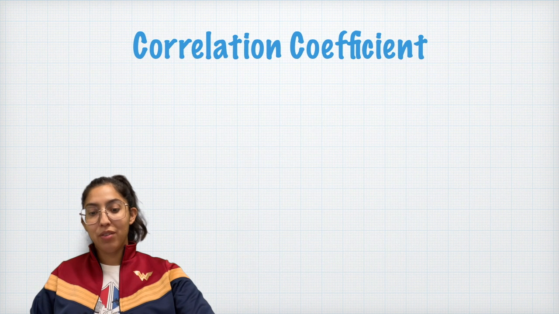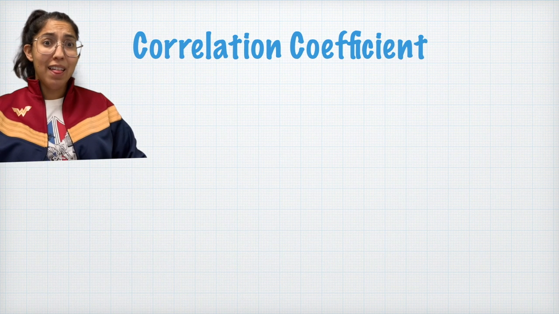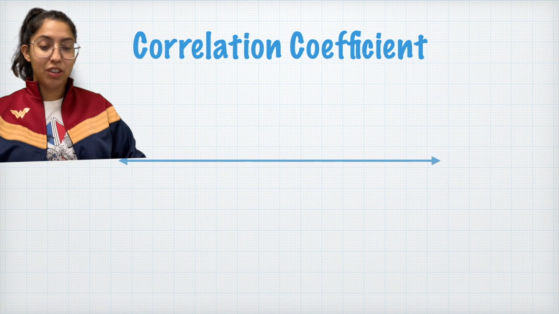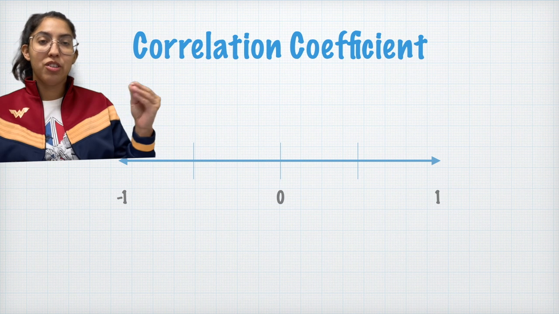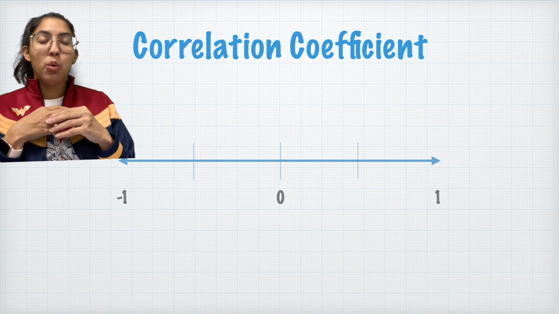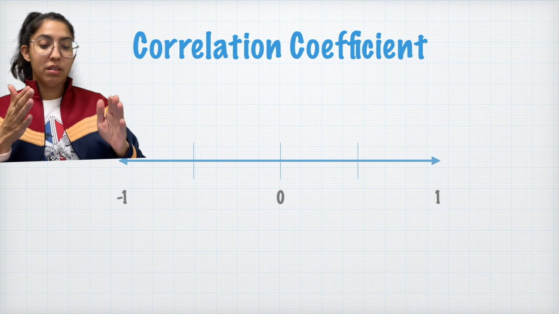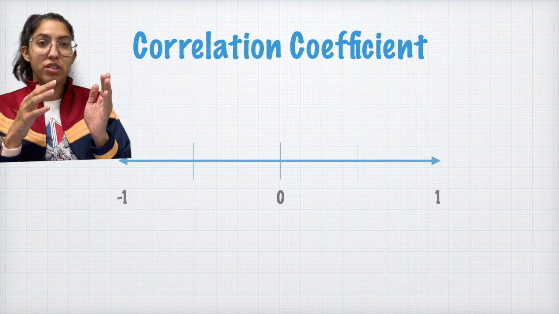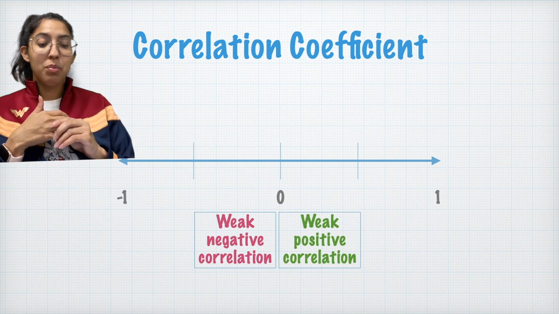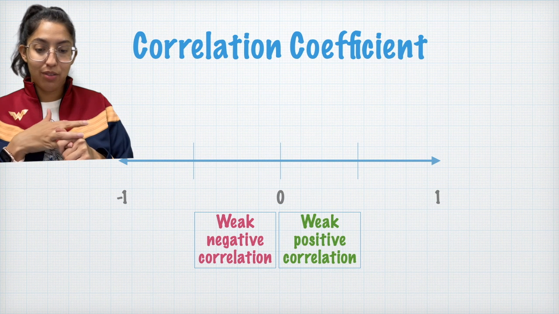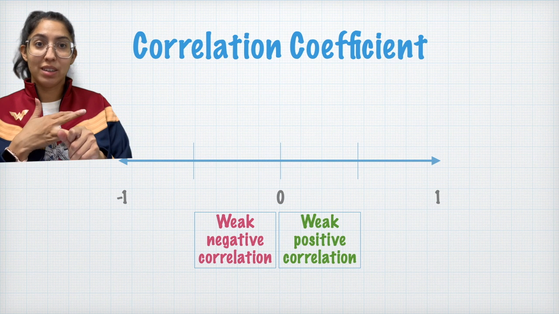So now we have to figure out correlation coefficient. So what does that mean? Just think from -1 to 1, what is our data? So if our data is between 0 to 0.5 or 0 to -0.5, that would be considered weak negative. So weak negative and weak positive, okay?